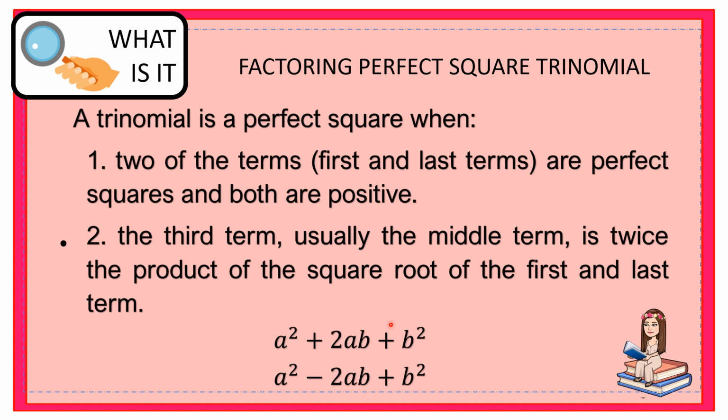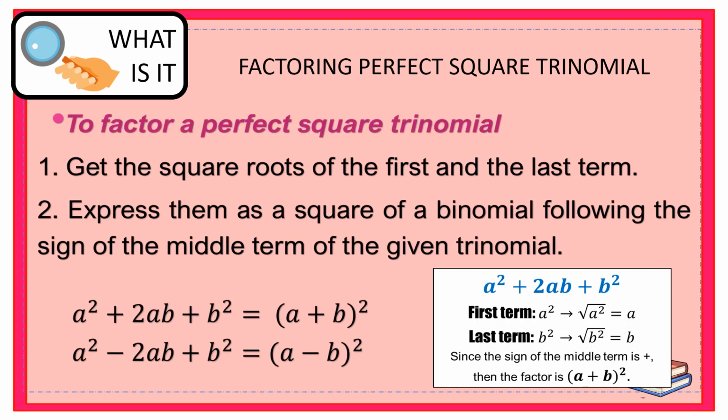Unlike sa dating video, this time it must be a trinomial. Ibig sabihin, there must be 3 terms. Okay? So, how do we factor perfect square trinomial? Ganito po yung process. First, you get the square roots of the first and the last term. So, you get the square root. Halimbawa, yung a squared, square root ay a. Yung b squared, ang square root ay b.